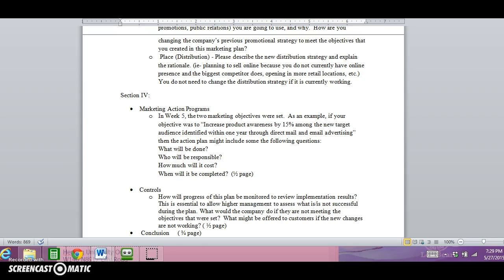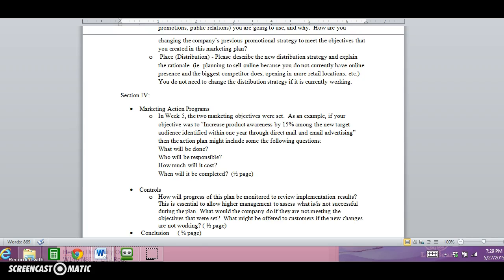Controls. How will the progress of this plan be monitored to review implementation results? You have to have some kind of monitoring in place in order to be successful. So how will this be done? What would the company do if they're not meeting their objectives? And what might be offered to consumers if the new changes are not working. Again, the control section deals with monitoring and evaluation of this new plan, 1/2 page.